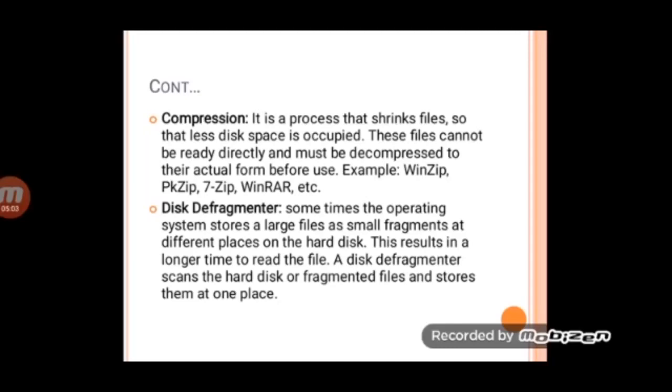The disk defragmenter. Sometimes the operating system stores a large file as small fragments at different places on the hard disk. This results in a longer time to read the file. A disk defragmenter scans the hard disk for fragmented files and stores them at one place.